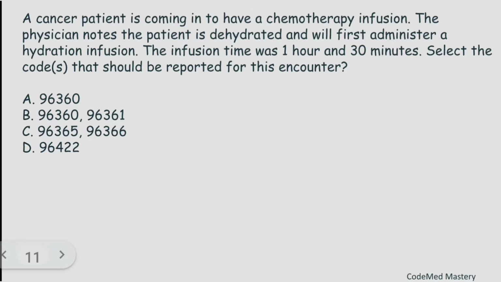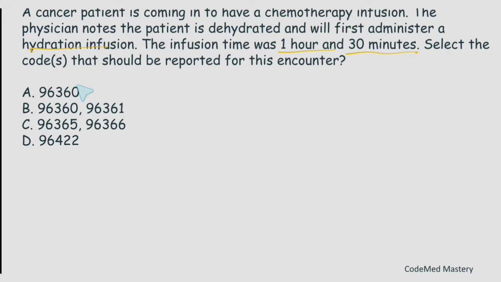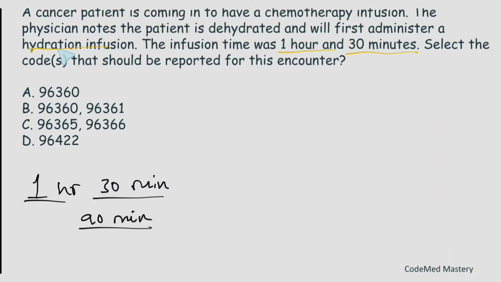Read the question. A cancer patient is coming to have chemotherapy infusion. The physician notes the patient is dehydrated and will first administer a hydration infusion. The infusion time was 1 hour and 30 minutes. Select the code that should be reported for this encounter. So here the time mentioned is 1 hour 30 minutes, which will be 90 minutes in total. In the scenario, they are performing hydration infusion. So we have to use the hydration infusion codes, that is 96360 and 96361 depending on time.